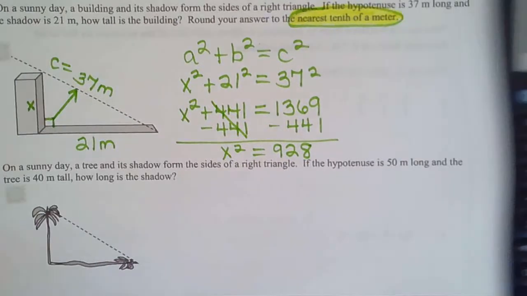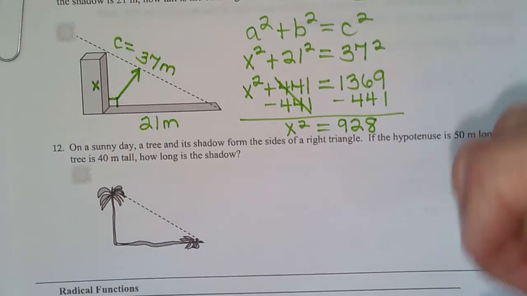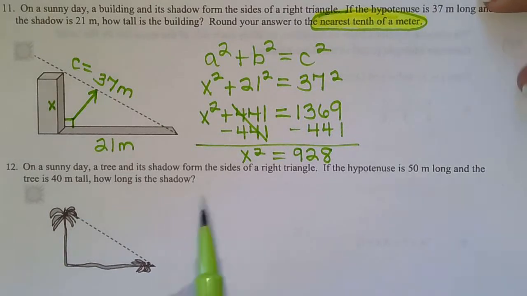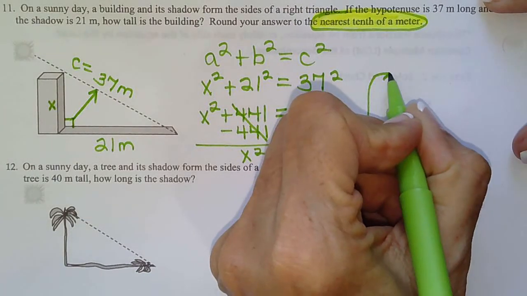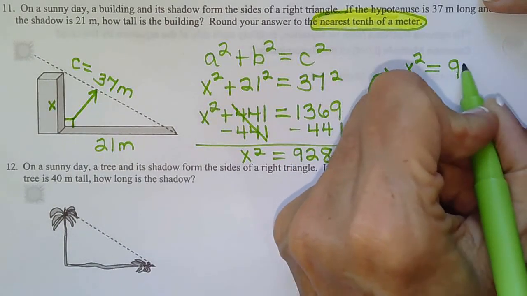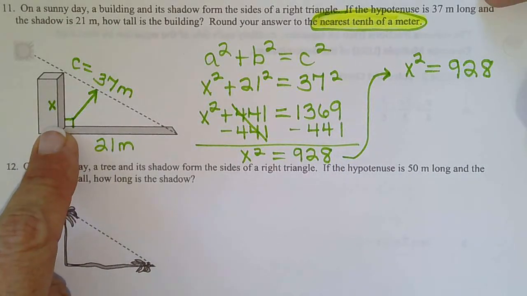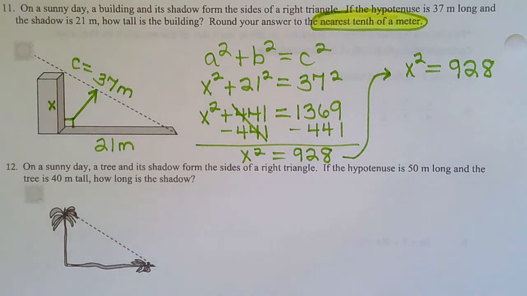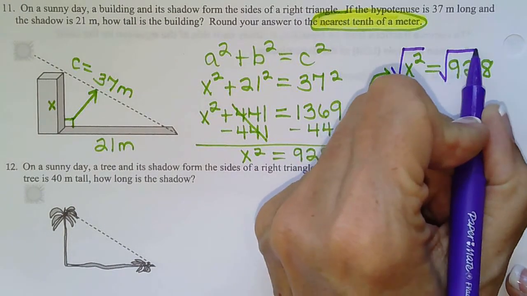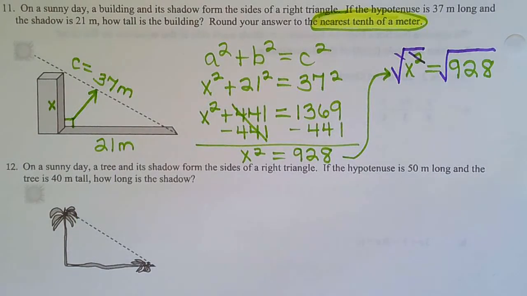And so let's go ahead and bring it up here. So X squared equals 928. And remember, we don't want to know what X squared is. We want to know what X is, the height of the building. So that means we need to undo X squared by doing the opposite. The opposite of square is square rooting, and then these just cancel each other.